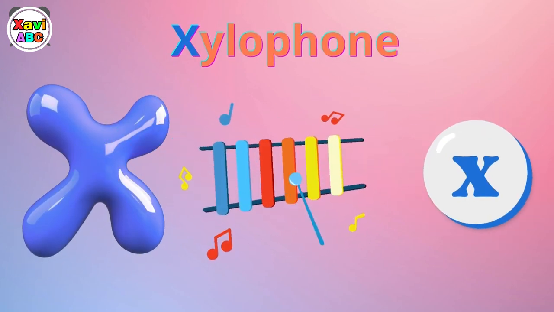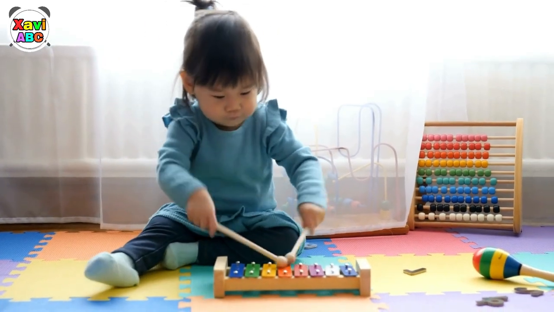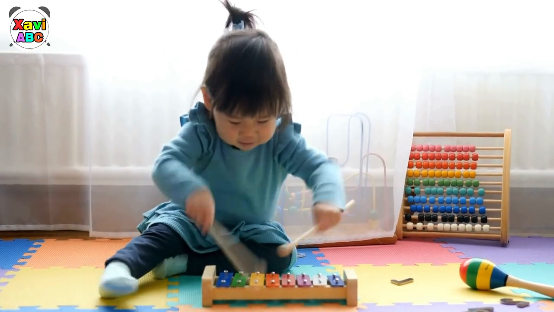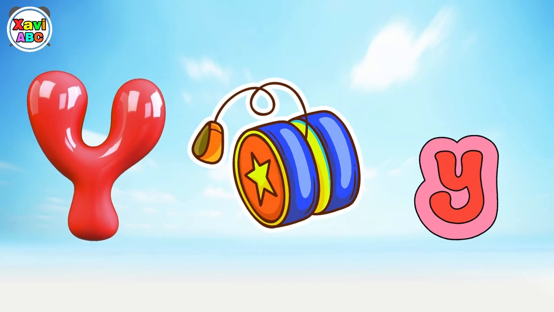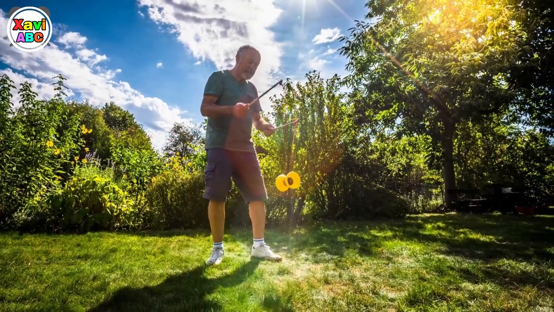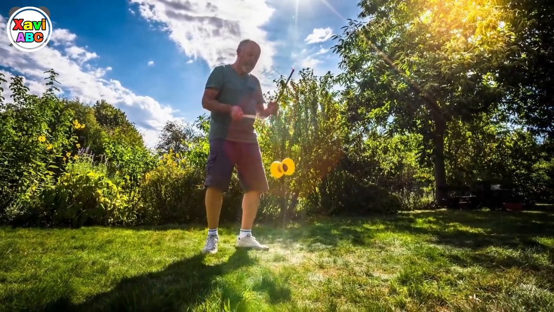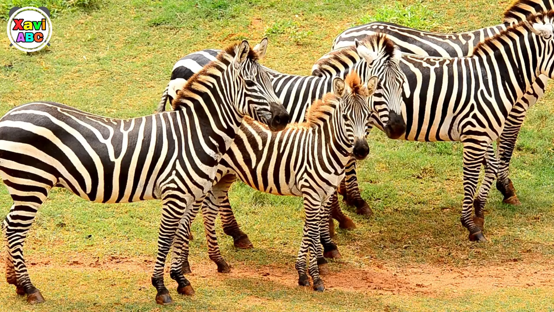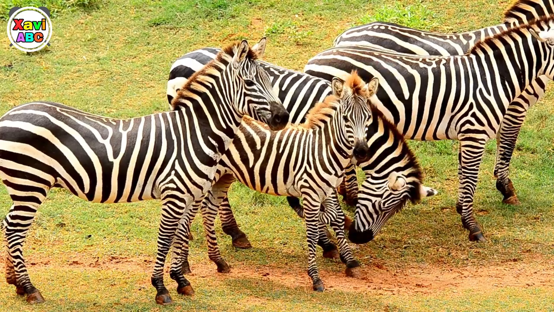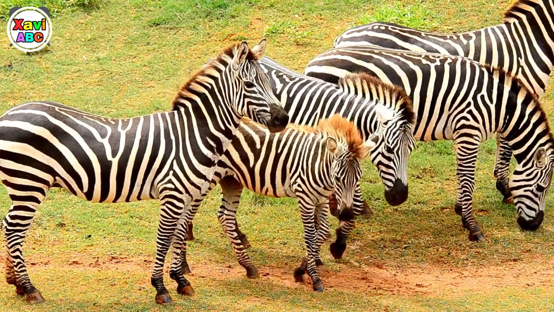Z, z, xylophone. X, xylophone. Y is for yo-yo. Y, y, yo-yo. Y, yo-yo. Z is for zebra. Z, z, zebra. Z, zebra.